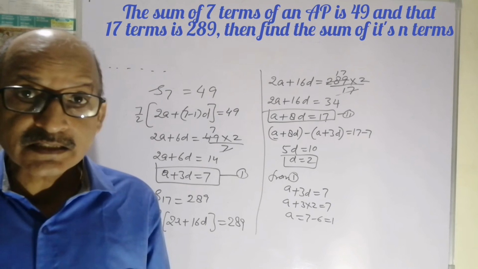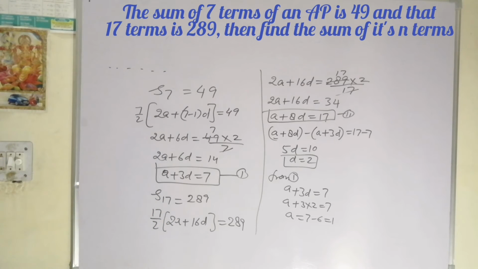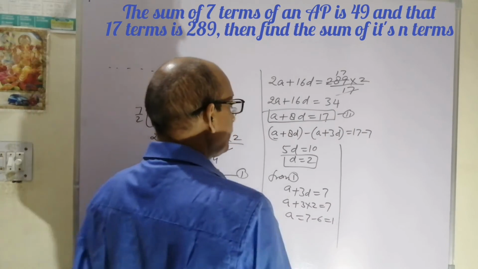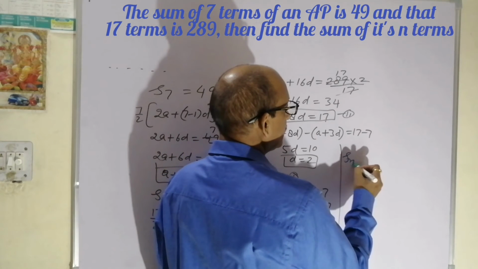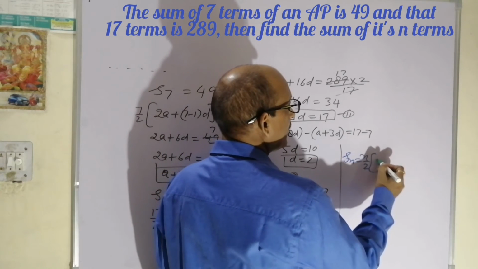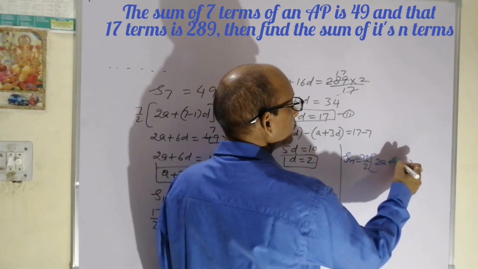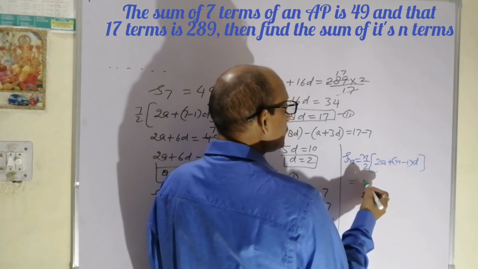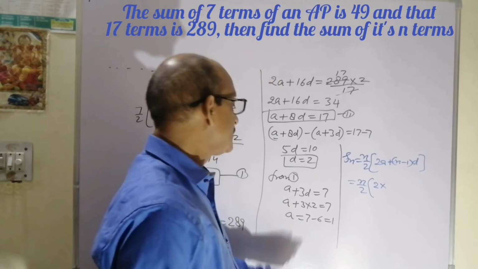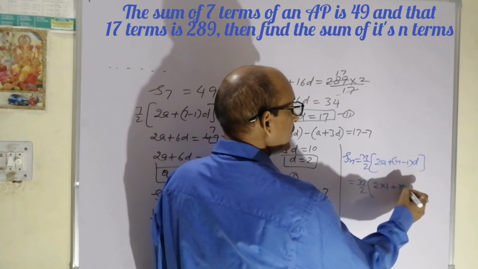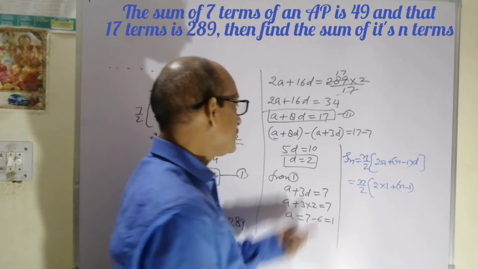Now what is the demand? The sum of n natural numbers. So we'll again put the formula over here. Sn is equal to n by 2 into 2a plus n minus 1 into d. So n by 2 into 2 into a, what is a? That is 1, plus n minus 1 into d, what is d? That is 2.